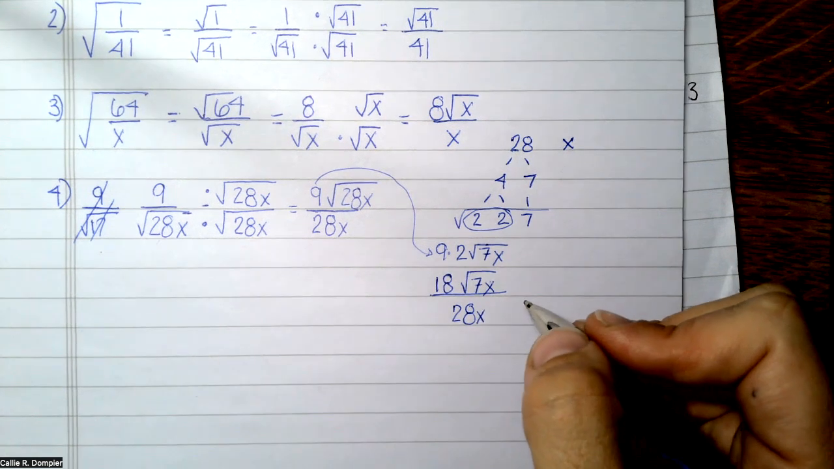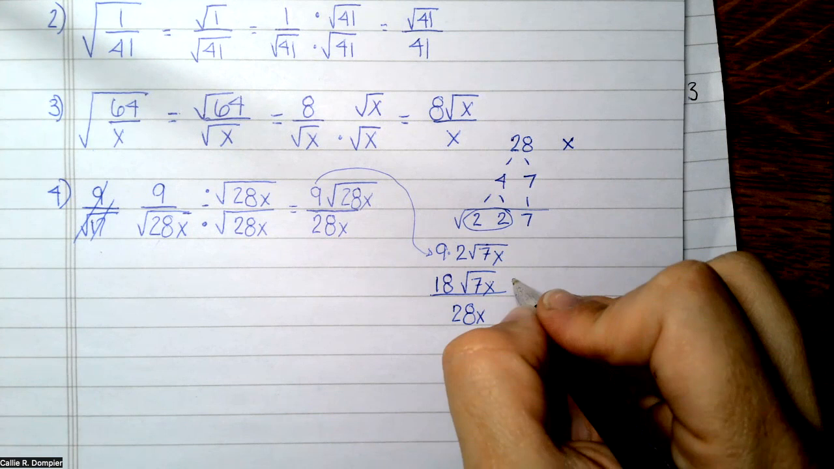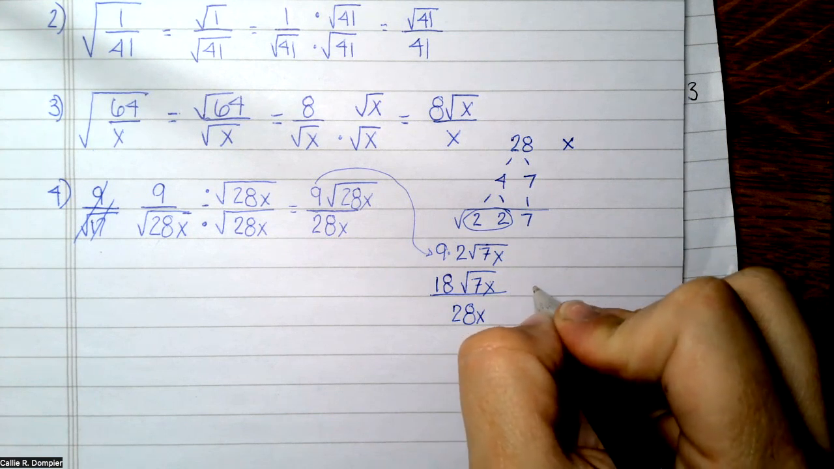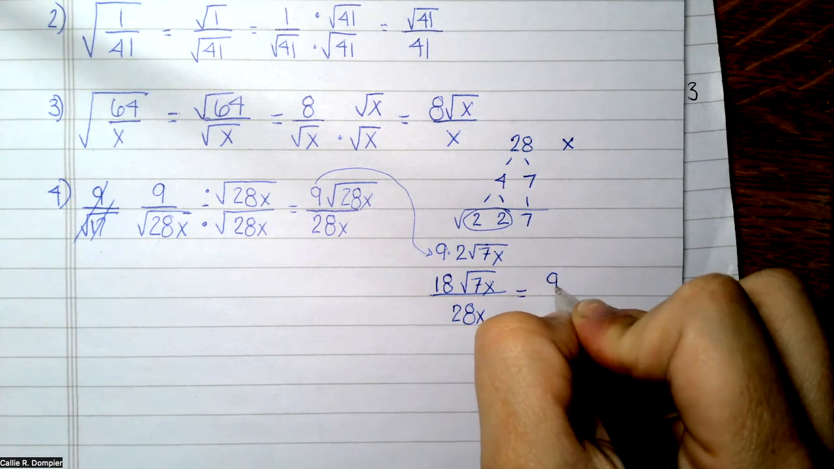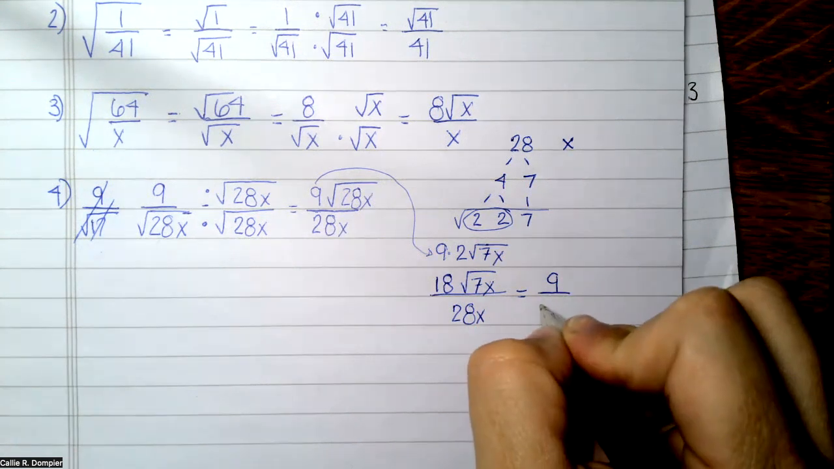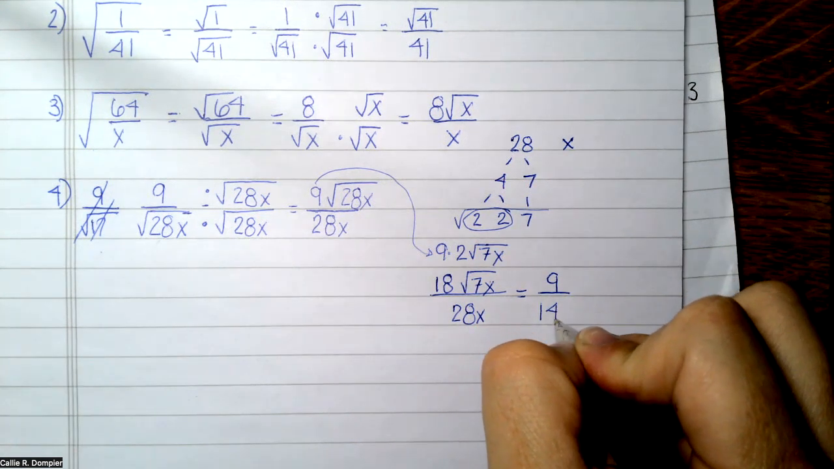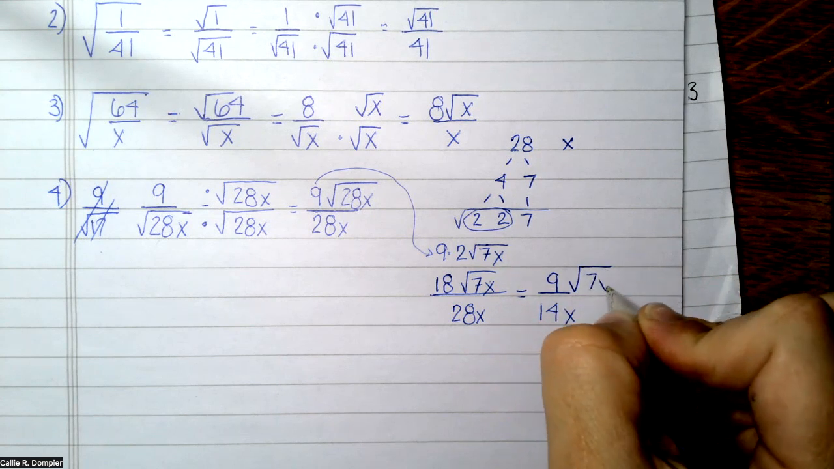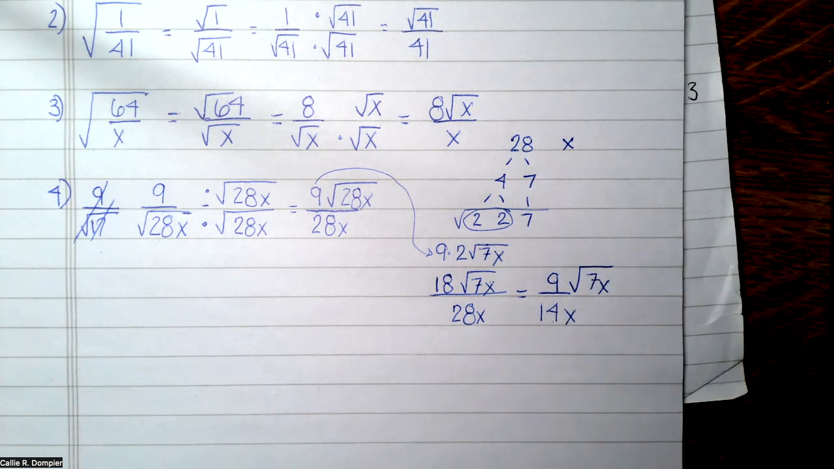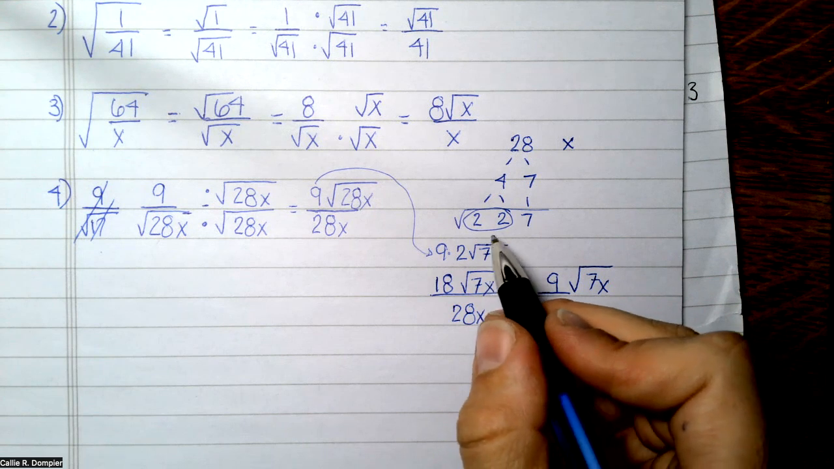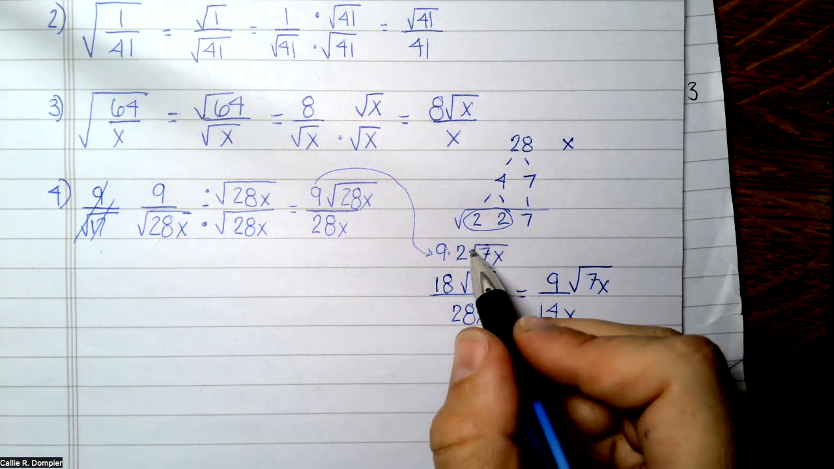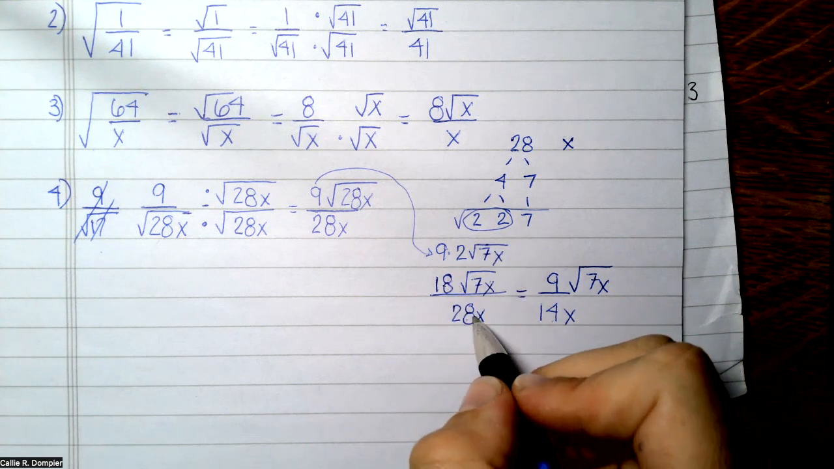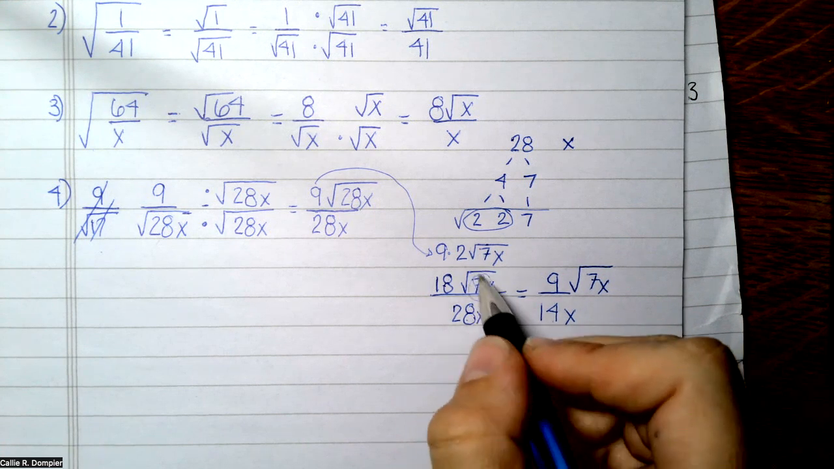Oh, we can divide this by something, right? 18 and 28, we can divide them both by 2. 18 divided by 2 is 9. 28 divided by 2 is, I think, 14, right? So you want to simplify these as much as possible, but these are completely different. So when we simplify these two, it doesn't change this at all.